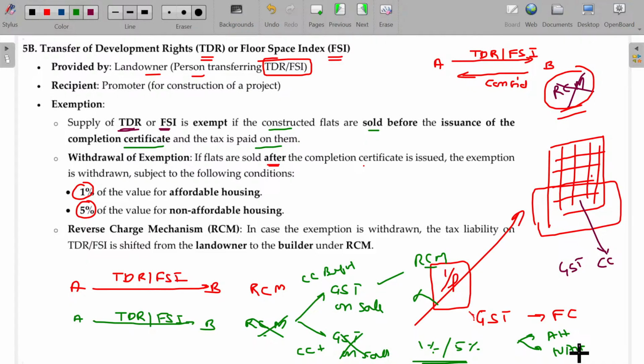If the house is not affordable, probably 1 crore or 2 crores worth of house property, automatically what happens? You have to pay 5% GST in this case, right? 5% of the value for a non-affordable housing.